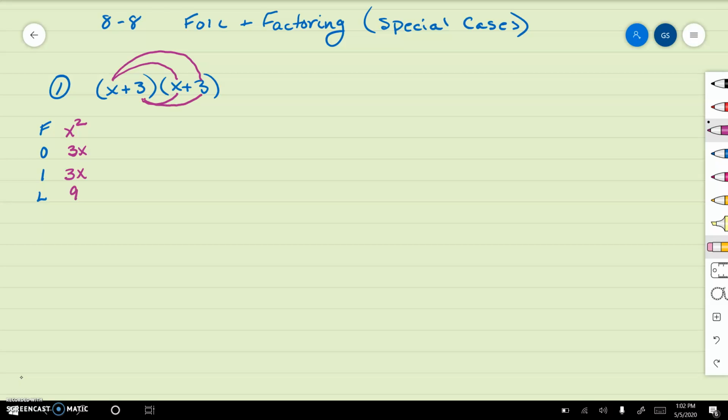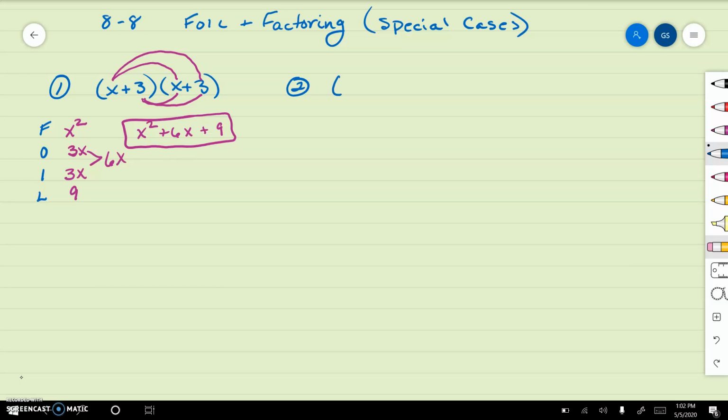Okay, we're going to take all of those and combine like terms. So 3x and 3x is 6x. Those are the only like terms. All right, so now we get x squared plus 6x plus 9. Okay? All right, number 2.